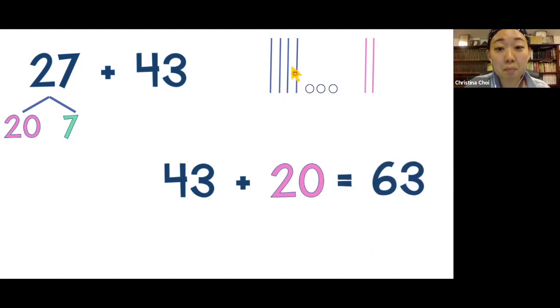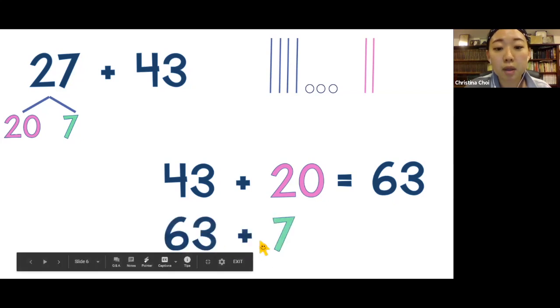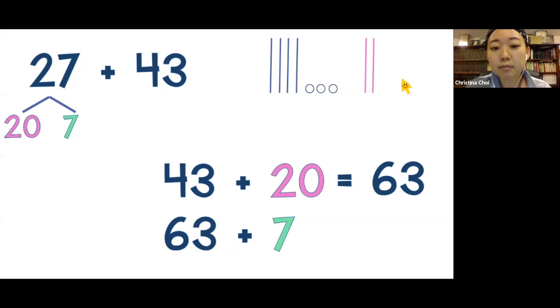But what did Miss Choi almost forget? Yep, the ones that is left over in the 27. So we have to go 63 plus 7, and let's count on. So 63. What's after 63? 64, 65, 66, 67, 68, 69, and 70. Let's see if we got 70.